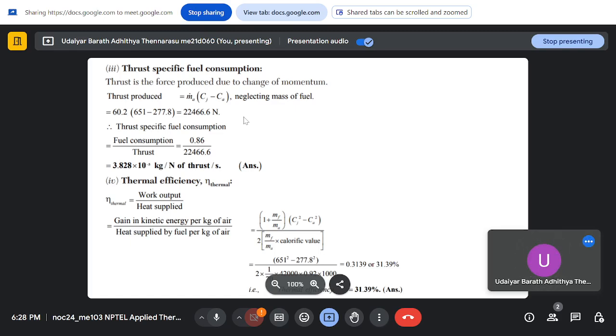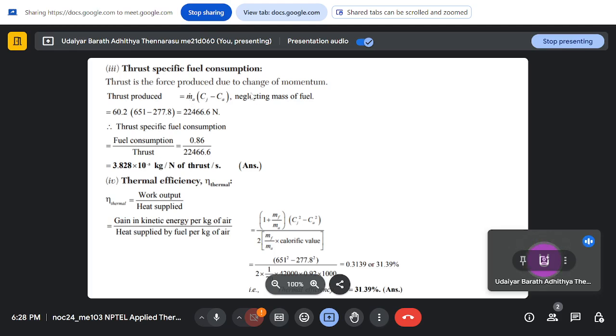That is your mass of fuel used divided by the thrust generated, or you can say per kilonewton. There, in production, it is per kilowatt, so here, per kilonewton of work, how much mass of fuel is required. So thrust specific fuel consumption is fuel consumption divided by thrust. So we need to find out thrust first. The thrust produced is similar to what we saw in the previous problem, your mass into change in velocity.